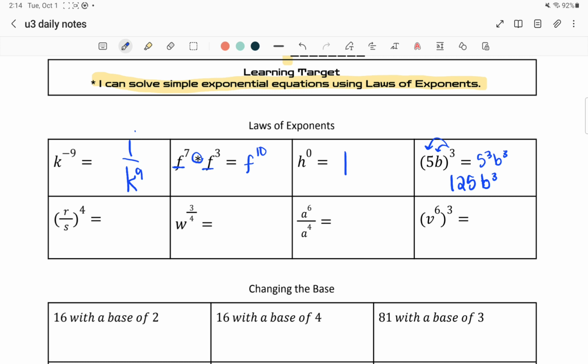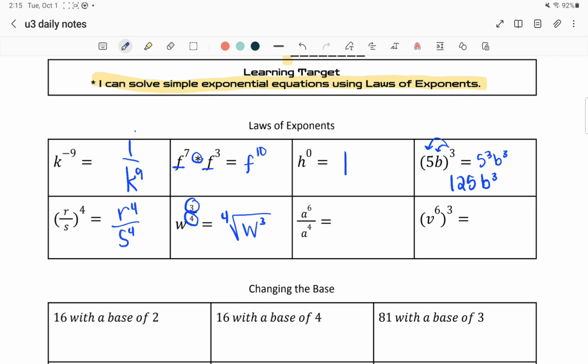Okay. R over s to the 4th is the same as r to the 4th over s to the 4th. So same distributing thing, but it's power of a quotient now because it's over a fraction. Fractional exponents. So when I have a fractional exponent, I actually have a root, and whatever the root is, that's the bottom. So little 4, and then my 3 is the power. So it'd be w to the 3rd power, and then the 4th root of that. That is fractional exponents. So that's just writing it differently.